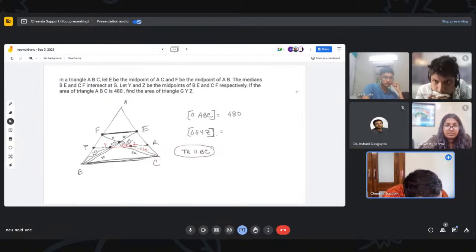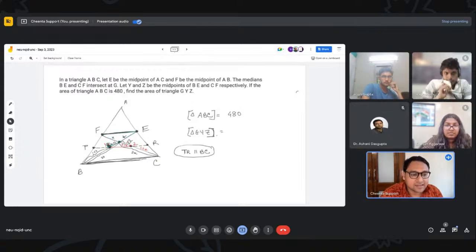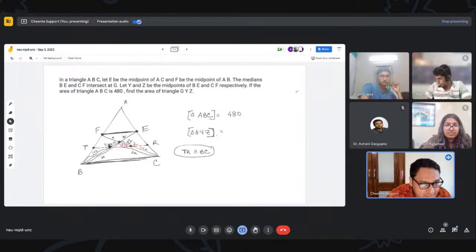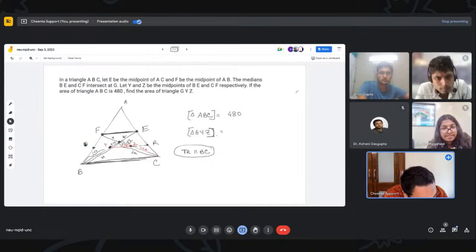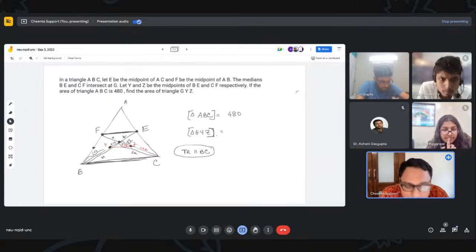What we have is that these two triangles are similar. What I just did is this: I am trying to prove that YZ is parallel to FE. Okay, so how do I do it? I know that the centroid will divide BE into 2:1 ratio.